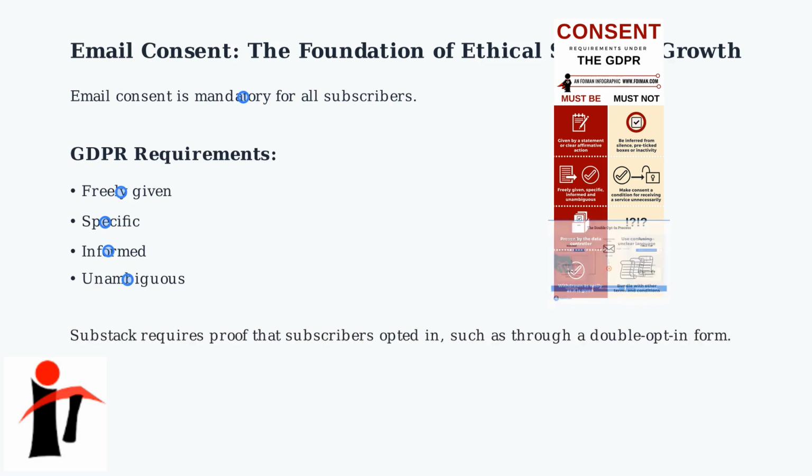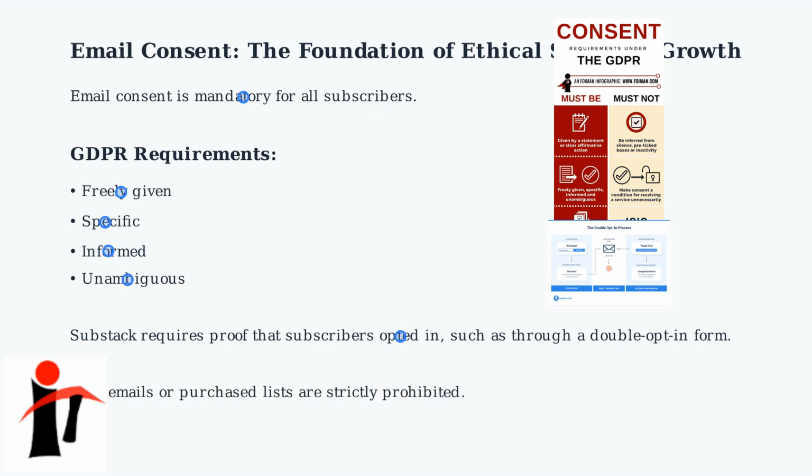Substack enforces these standards rigorously. The platform requires verifiable proof that subscribers have opted in. One of the most effective methods is using a double opt-in form, where users not only sign up, but also confirm their subscription through a follow-up email.